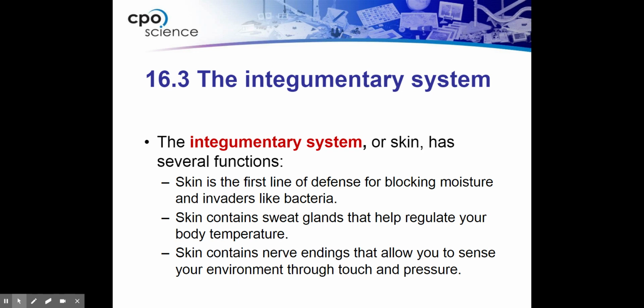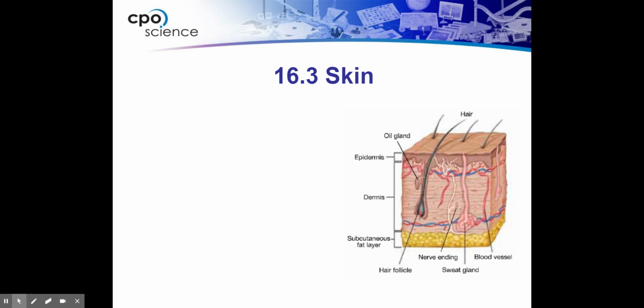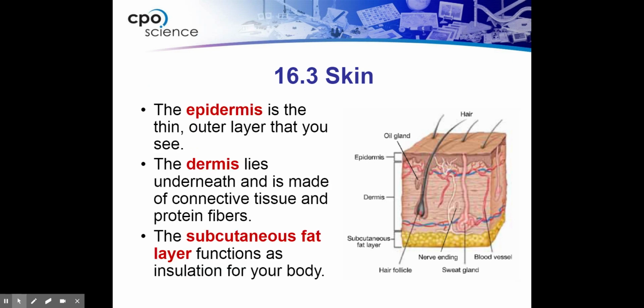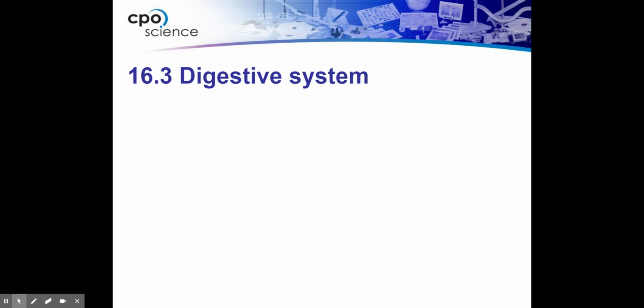Integumentary system is your skin. It serves a lot of different functions. Mostly, it acts like a suit of armor that keeps your insides in and your outsides out. It helps to regulate your body temperature through sweat glands. It contains the nerve endings that allow you to sense the world around you. Here we have a nice little built-up diagram of it. Your skin can be thought of in three layers: the epidermis, the dermis, and subcutaneous fat.